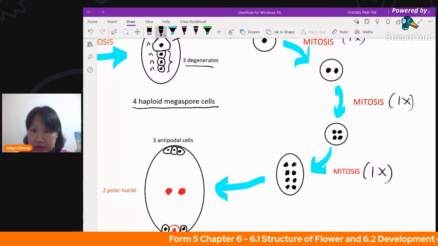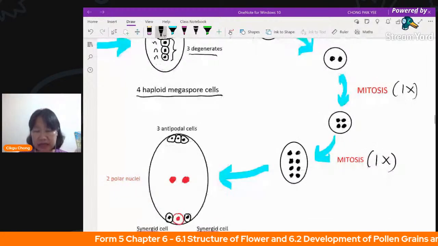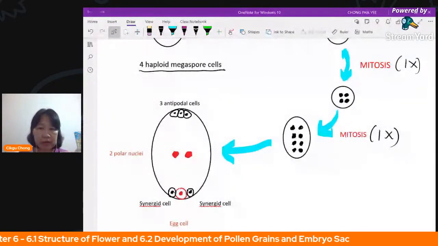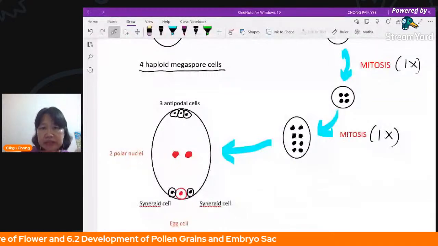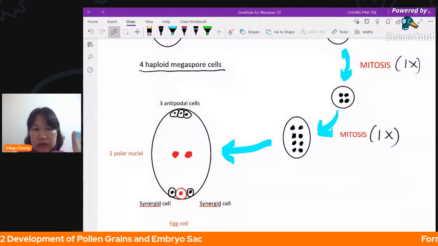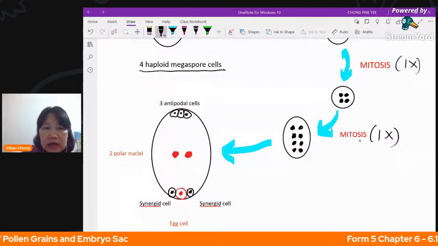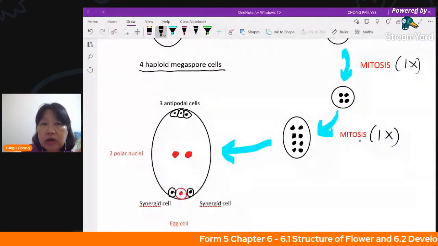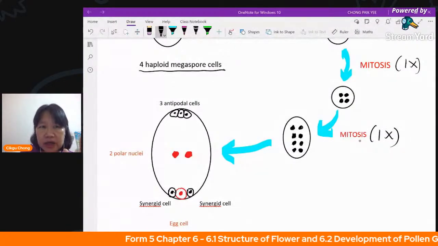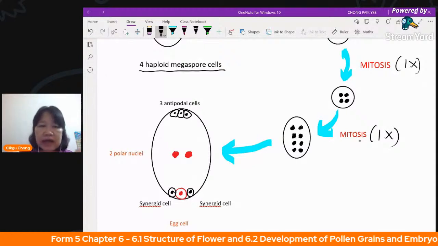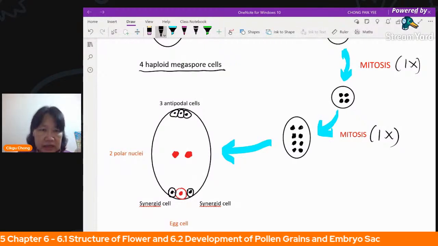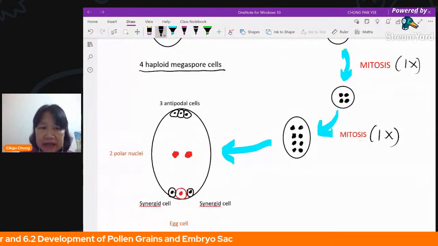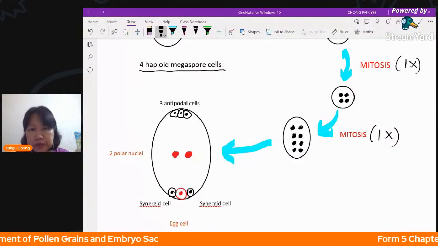Now from here, out of the 8 of these, they are going to rearrange themselves. Some of them will form a membrane around it. For example, 3 of them will go up to one side, stick up to the top there. They are the antipodal cells. This one has a membrane, this one has a membrane. It's called 3 antipodal cells. And another 2 will remain in the center without any membrane. They are called the polar nuclei. So I put different colors for you to remember.